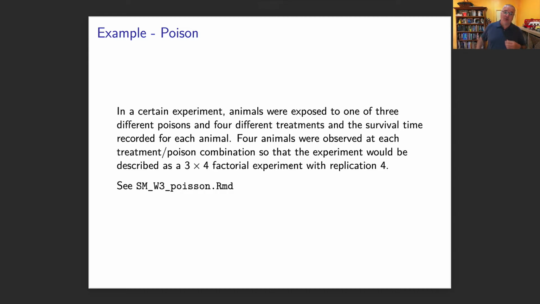So this is what we call a 3 times 4 factorial experiment with replication 4. Factorial just means we looked at every single combination. And for every combination, 4 animals were exposed to that. As I said, we'll come back to this case study. But one of the things I want to talk about in this topic video is the theory of how we could represent it.